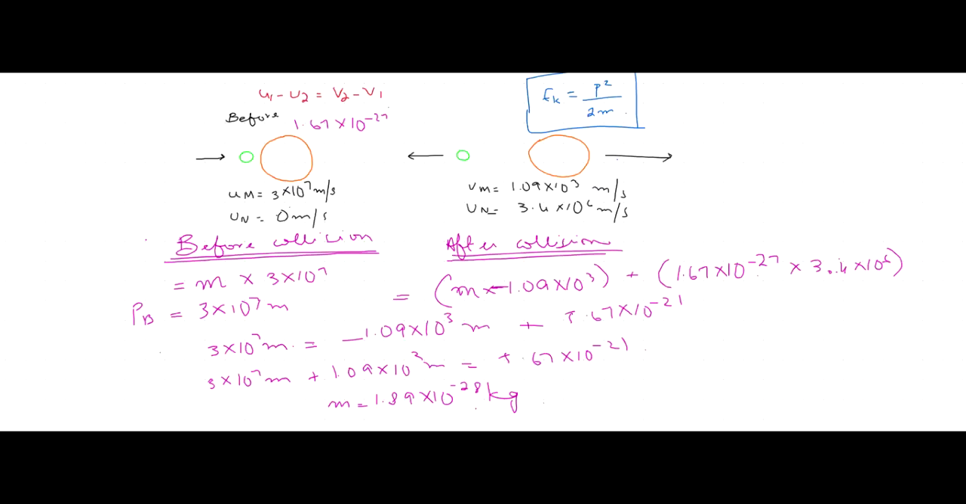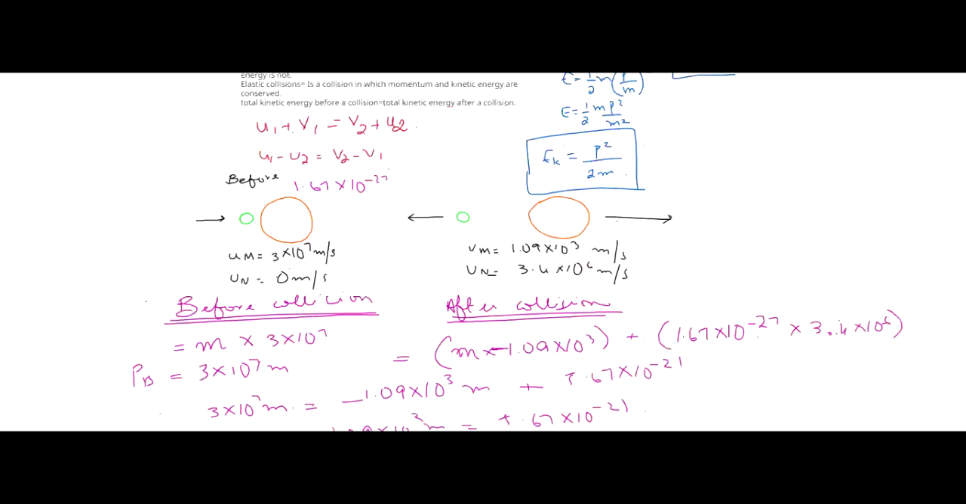Yes, absolutely correct. And if you decide to use this formula, you will get exactly the same answer, right? You will see that the collision is inelastic. So if you do u1 minus u2, you will get 3 into 10 to the power of 7. And then you will do v2 minus v1. v2 is going to be 3.4 into 10 to the power of 6. v1 is going to be minus 1.09 into 10 to the power of 3.